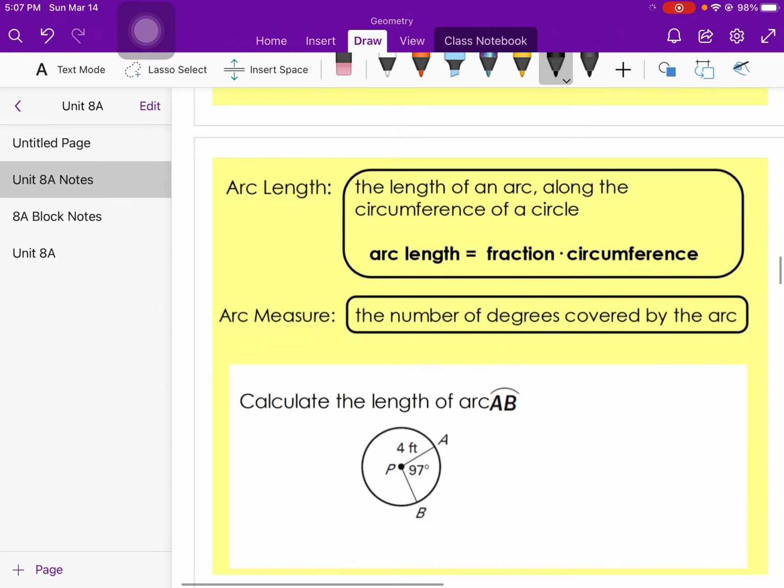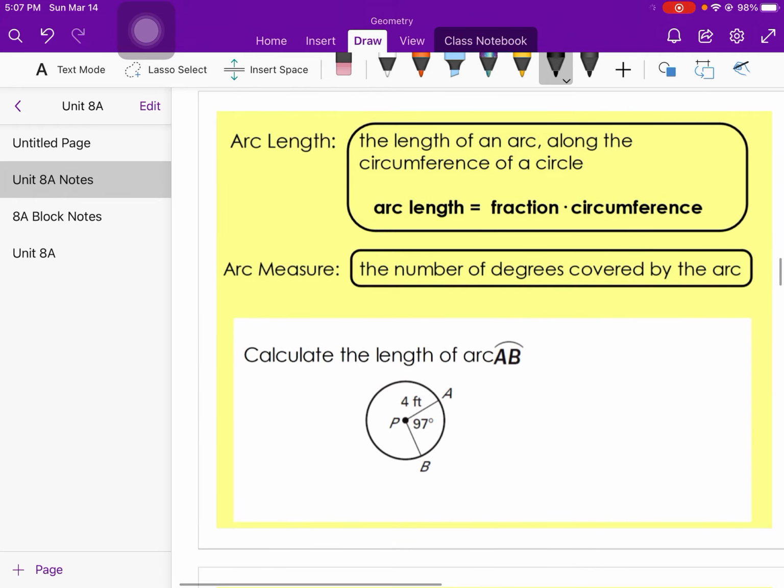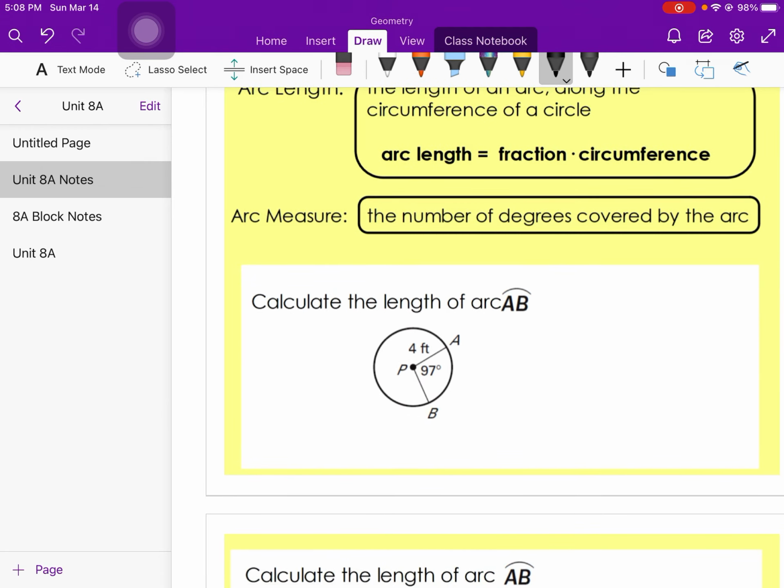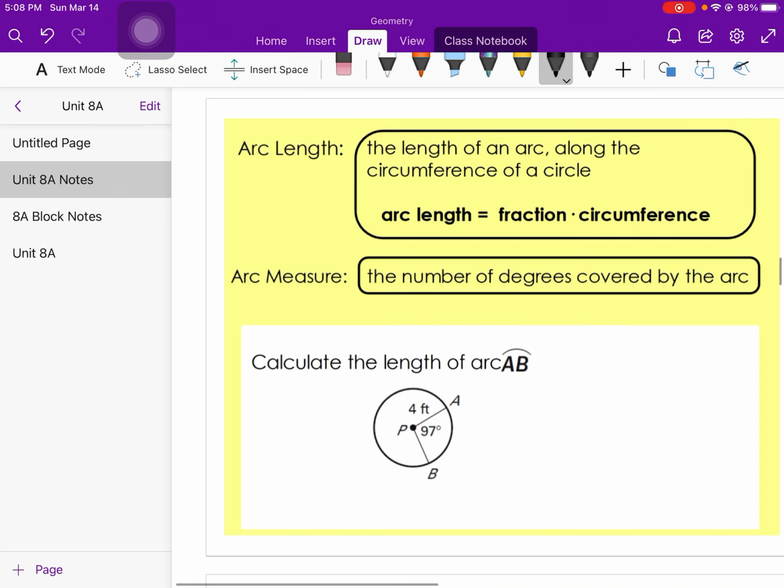Okay. So arc length is the length of an arc along the circumference of a circle. So it's a chunk of the circumference. When we talk about the arc length here, we have to find the number of degrees covered by the arc in order to figure out the fraction. The fraction is always going to be the degrees, or arc measure, divided by 360. So whatever the measure of the arc in degrees, we're going to divide that by 360 because the whole circle is 360. That's what's going to give us the fraction.